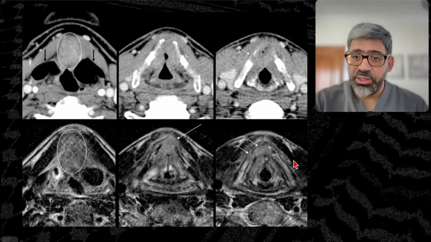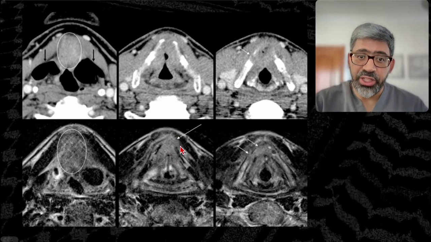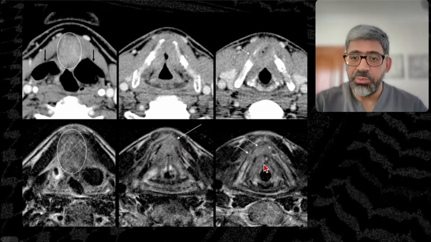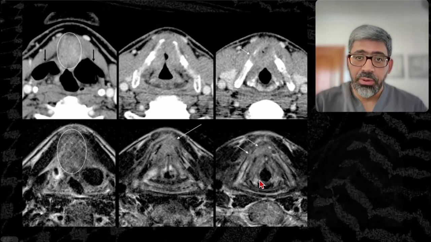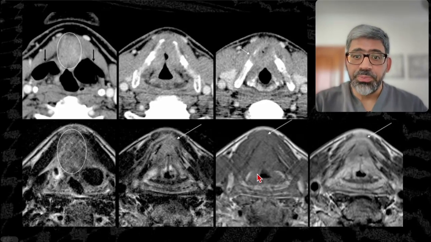When you compare this to MR, I think it's easier now to appreciate the advantage of MR, where for example, the strap muscles have a very different signal intensity when compared to the tumor, and you can more clearly see the extent of the tumor relative to the overlying strap muscles. So this tumor has already extended external to the larynx into the extralaryngeal tissues. So this is a T4 tumor.